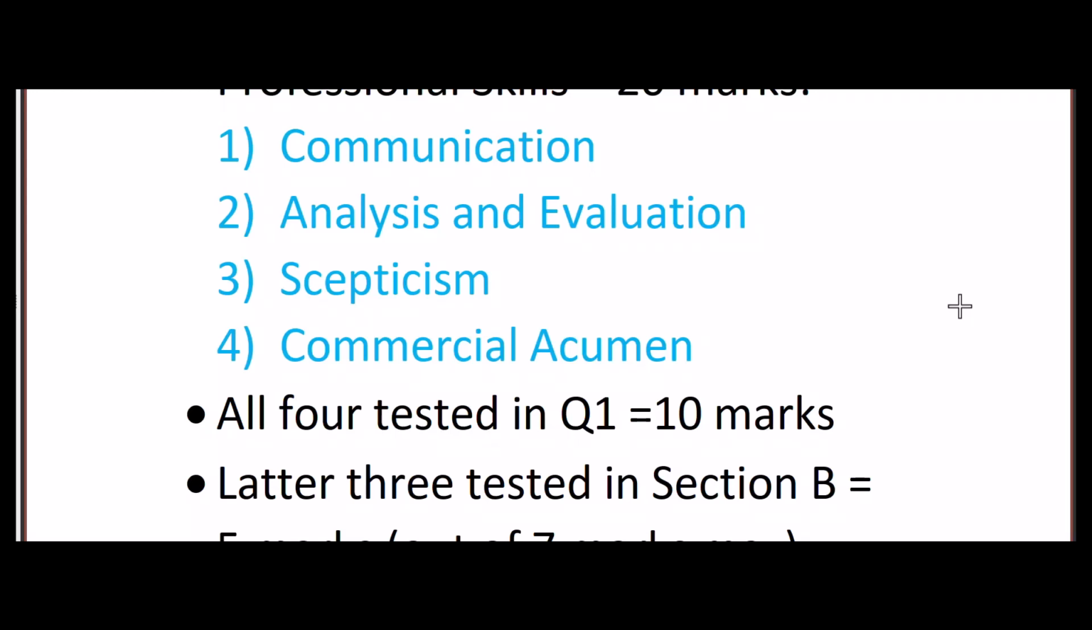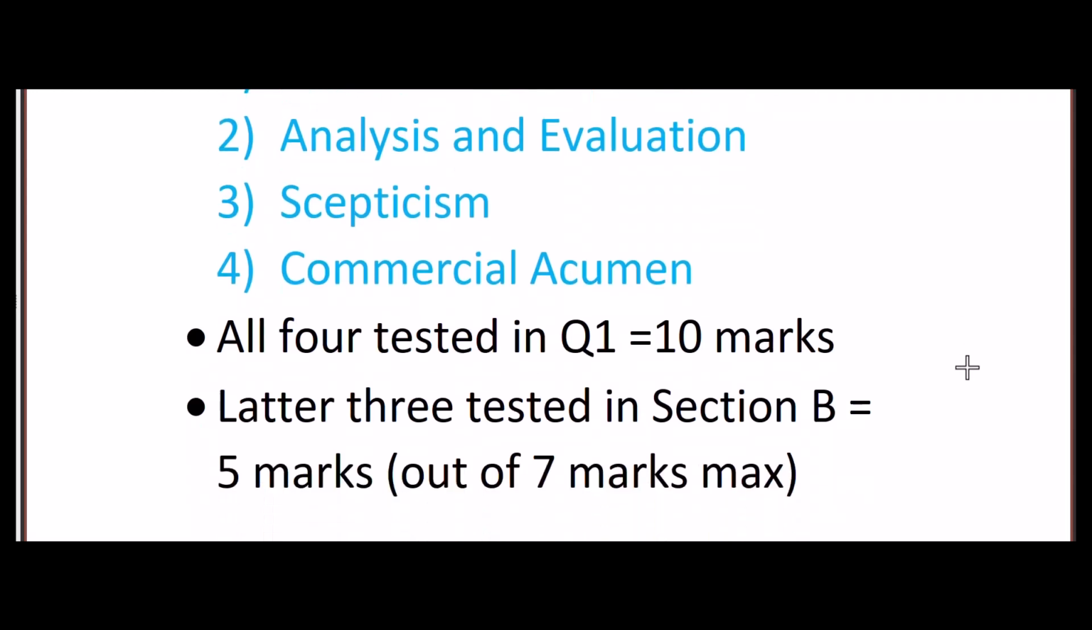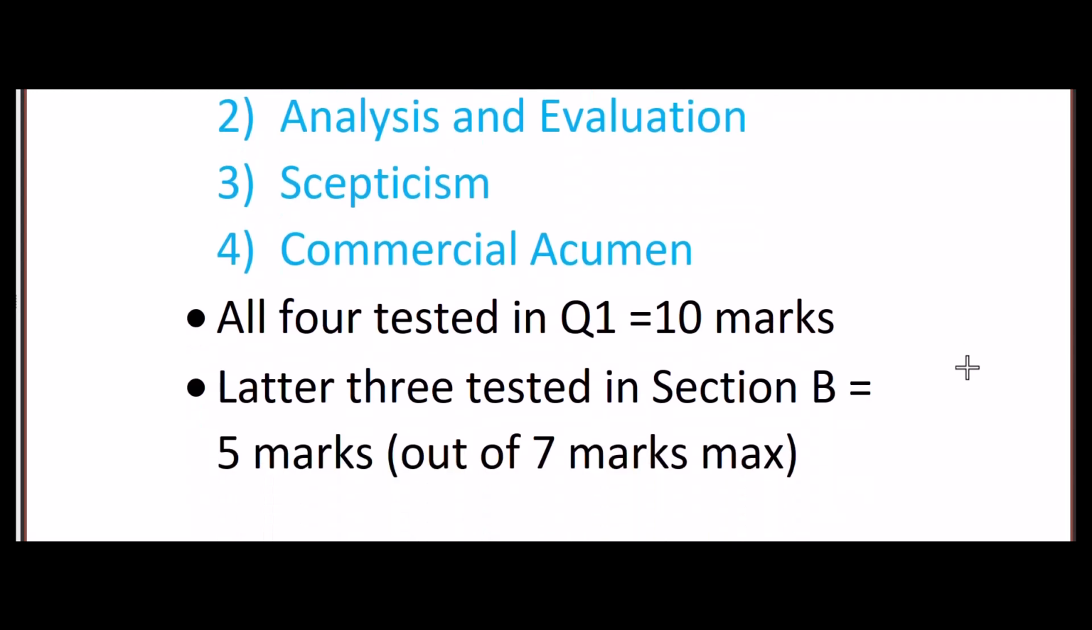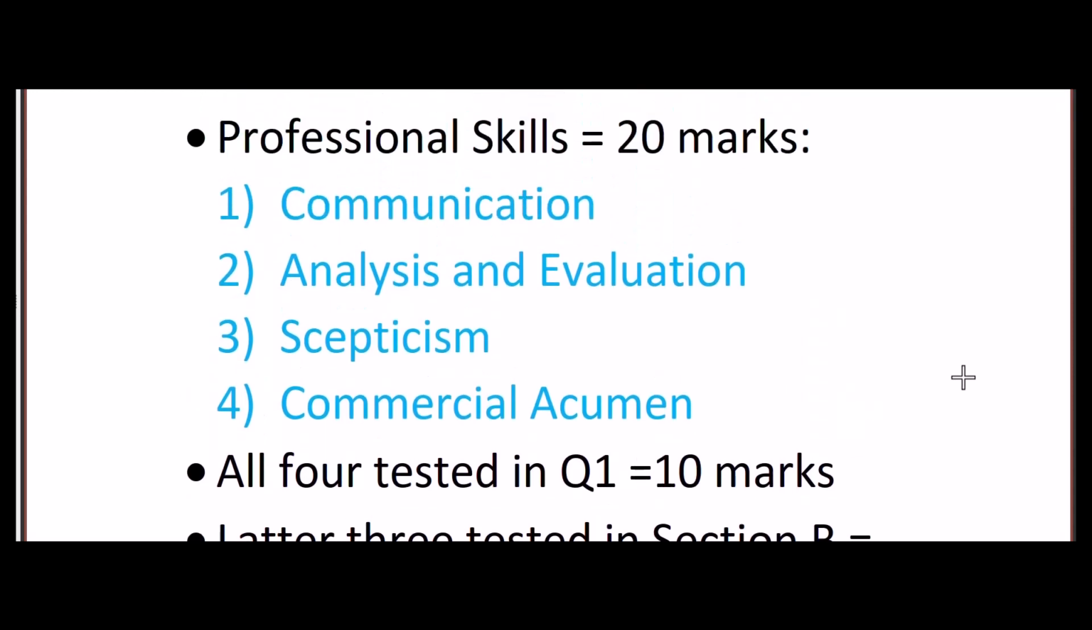And then the latter 3, so all 4 are tested in Q1, and the latter 3, analysis, evaluation, skepticism, and commercial acumen, are tested in what is going to be section B, and they are going to be worth 5 marks out of what is going to be a maximum of 7. So if I give my views on these here, a little bit of views based on what we've seen in relation to the guidance produced by the ACCA.